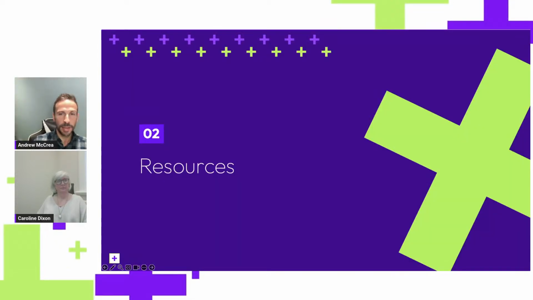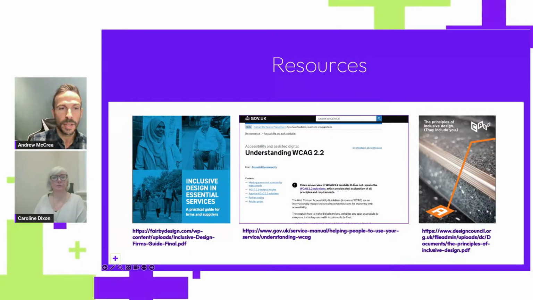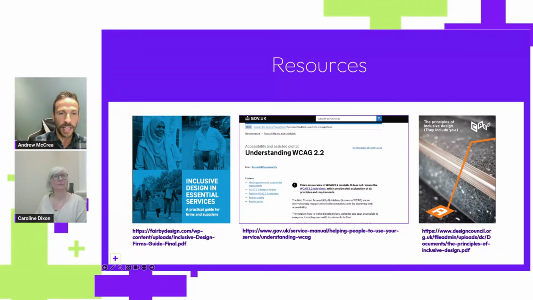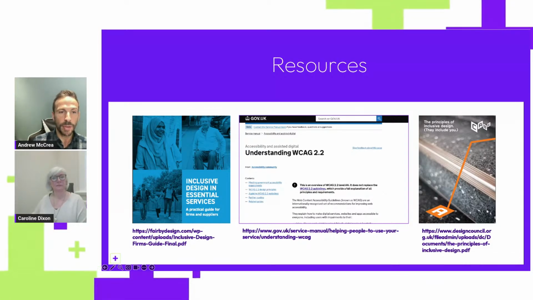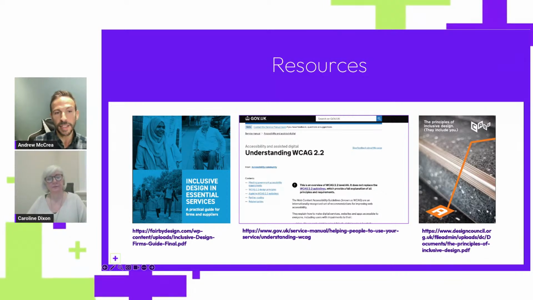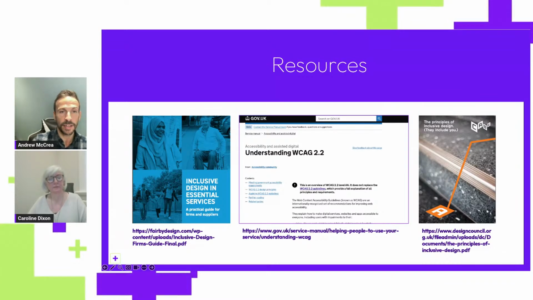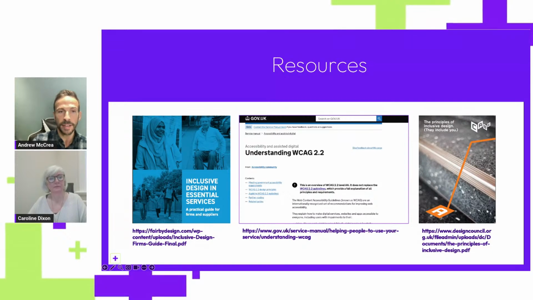And then we're going to focus a little bit now just simply on resources, things that would be worth sharing, and looking up in your own time with regards to this area. So I'd encourage you to look at these practical guides. Gov.uk publish the WCAG guidelines. There's also the Design Council, who publish really great work on inclusive design. And then we also have an inclusive design guide for essential services here by Fair by Design, who do really great work. And all of these links are there on the slide deck for you to take away, because this will be recorded and you can access it anytime.